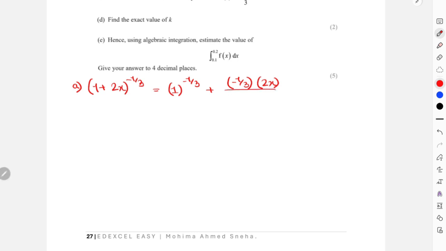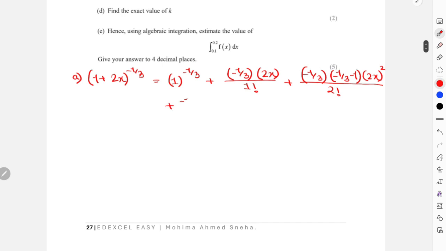So no worries with that calculation. The next term is going to be 1/3 times (1/3 minus 1), and then (2x) to the power of 2 divided by 2 factorial. For the last term, this is going to be minus 1/3 times (minus 1/3 minus 1) times (minus 1/3 minus 2), and then again (2x) to the power of 3, the entire thing under 3 factorial.